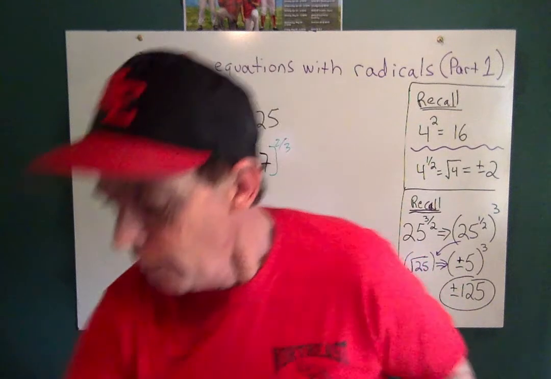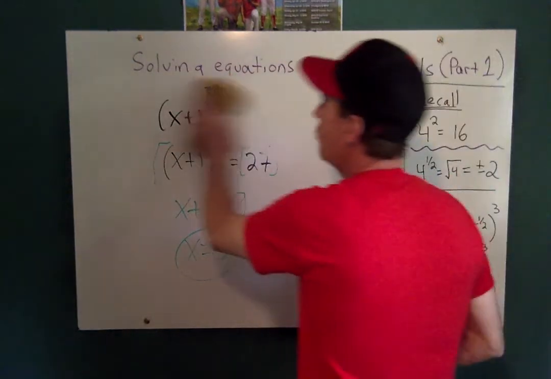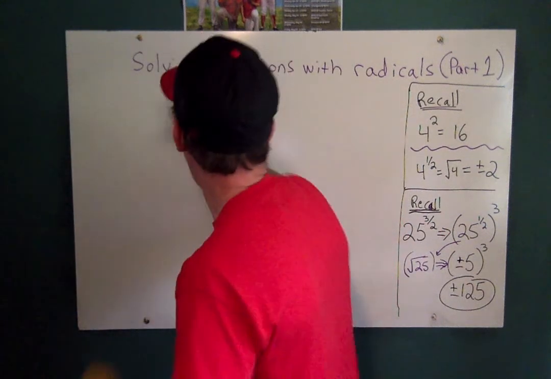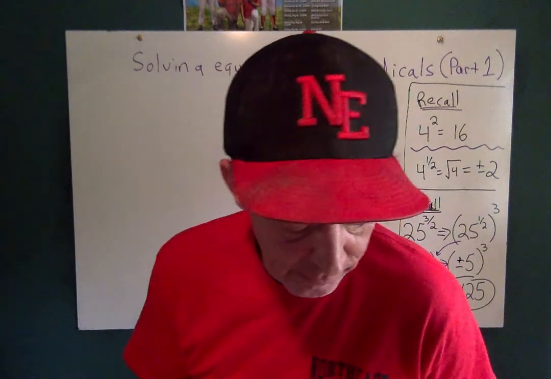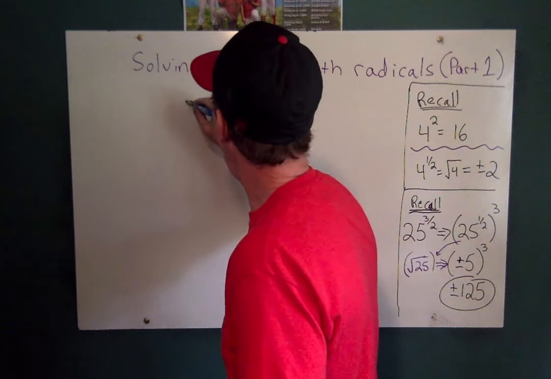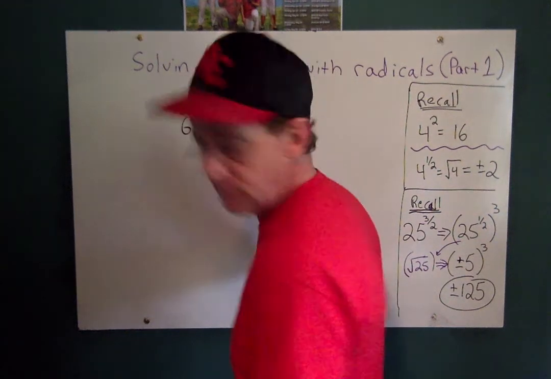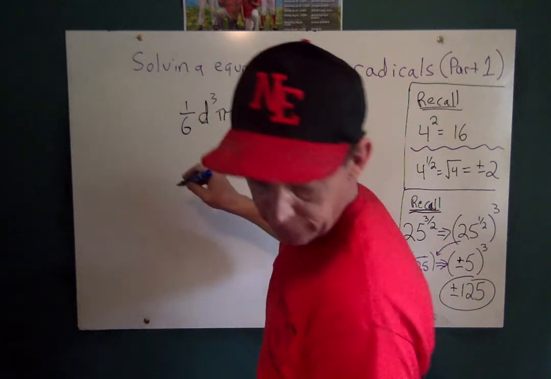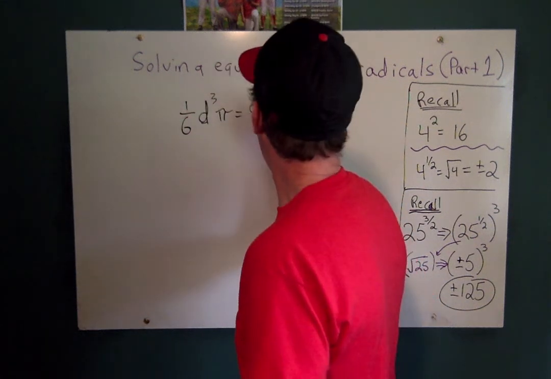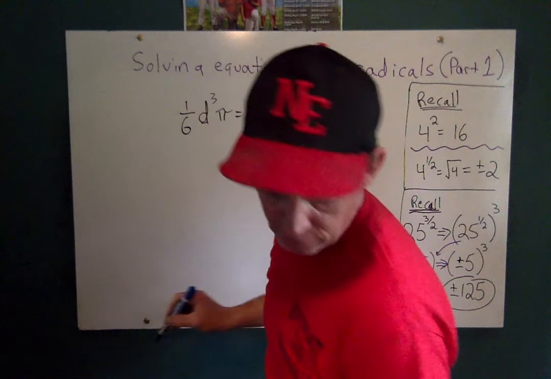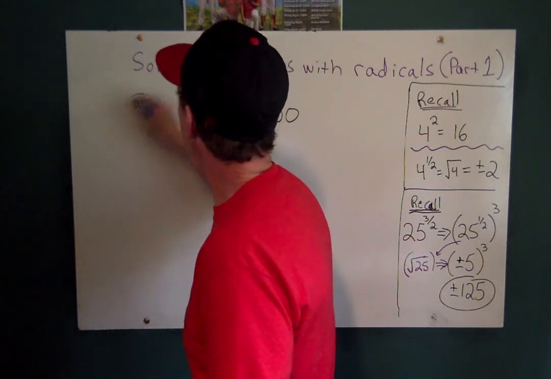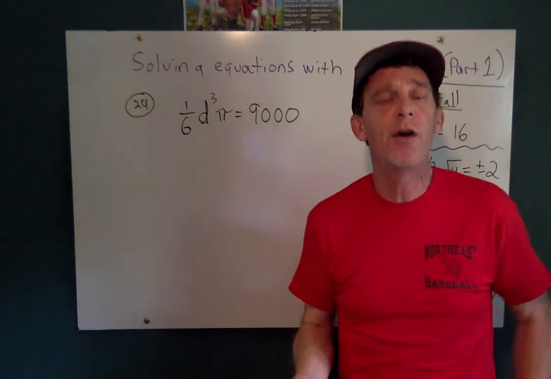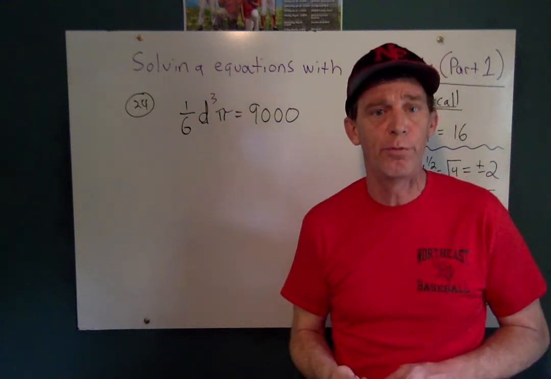And then there's one problem where they have a formula. So just want to address that real quick. It's the last problem on this video. Would be the following. We have 1 over 6 d to the third pi is equal to 9,000. This is number 24. And if you're wondering where I got the 9,000 from in the formula, look at problem number 24. They tell you that it equals 9,000 as a volume.